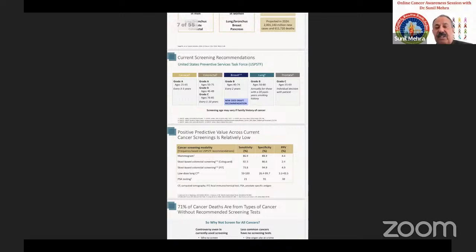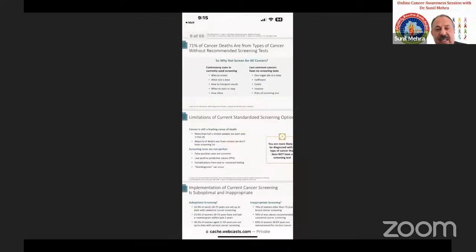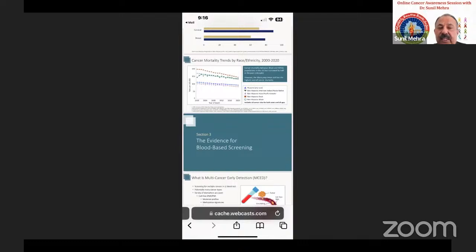And another interesting thing, next slide. I just added this slide last and want to thank you. This is important. 71% of cancer deaths are from cancers beyond these 4-5 common sites. So there are limitations, but there are no screening tests available for these cancers. Next. So these are the things.